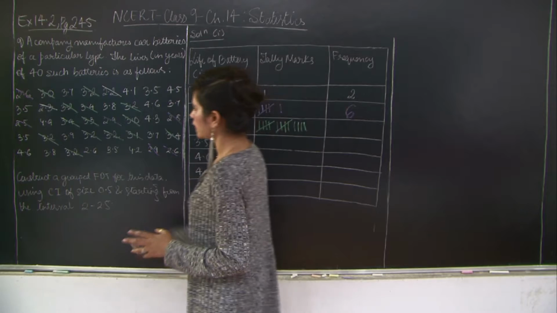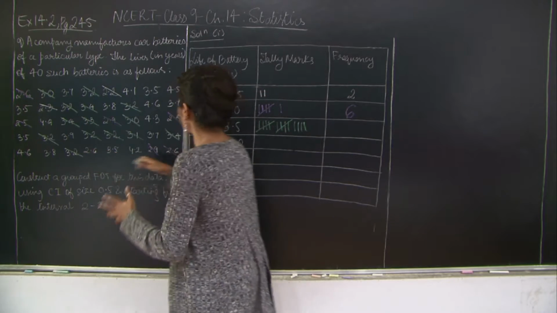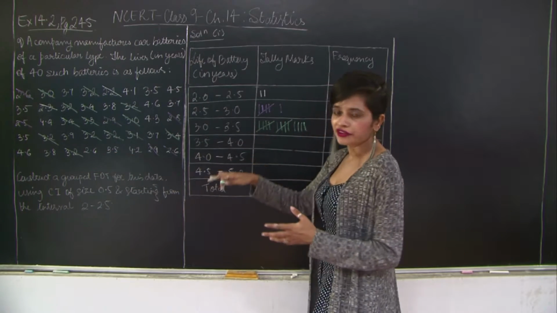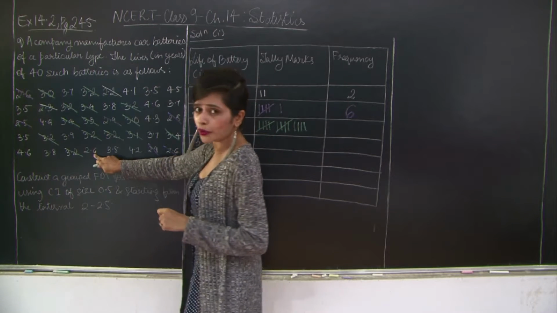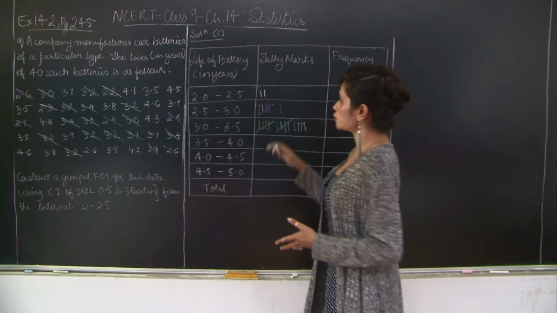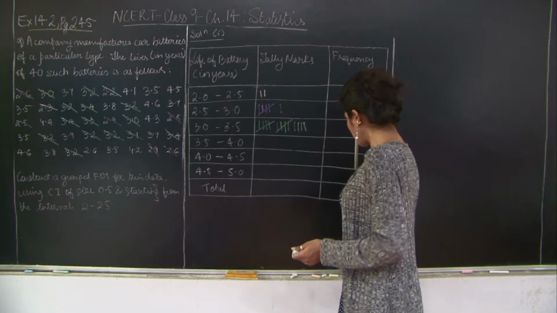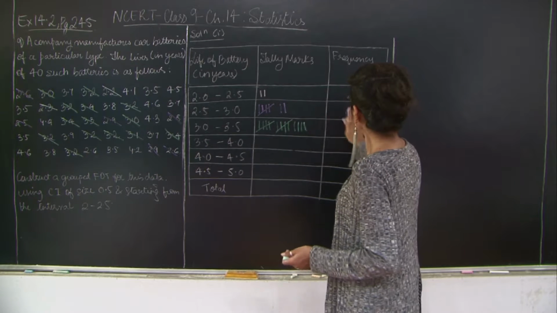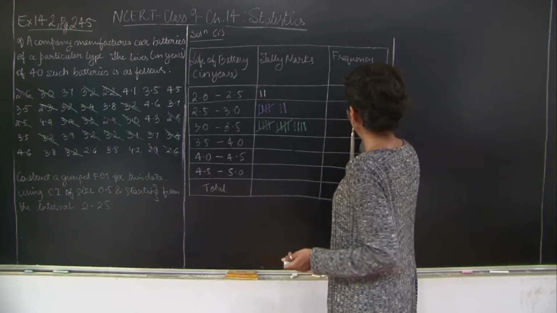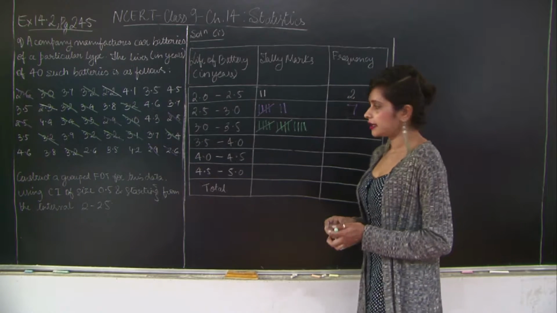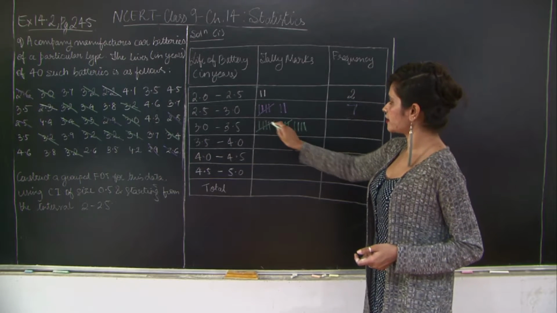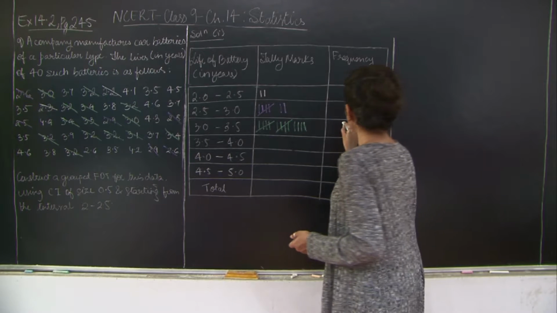Okay, and while taking the values for 3.0 to 3.5, I've found a value 2.6, which is not struck off. So 2.6 will belong in the category 2.5 to 3.0. So I'm just going to add another tally mark here, and I'm going to change this count to 7. Let's write down the count for this: 5 plus 5 is 10, plus 4 is 14.